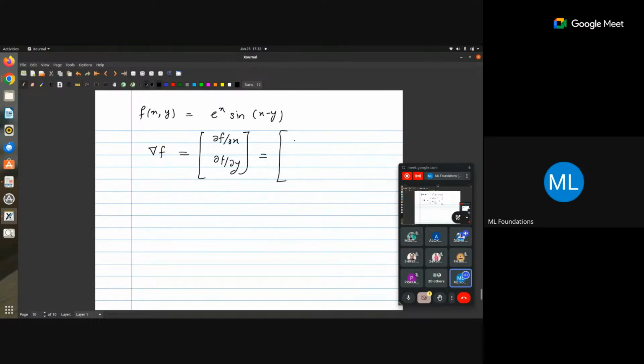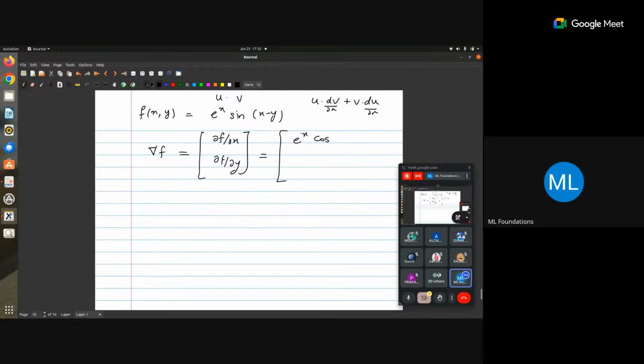It is e to the power x. So what is the derivative of e to the power x? E to the power x, and sine of x minus y. Shall we treat it as constant or no? No, right? Basically you can consider this as u and this as v. So what is the differentiation of u v? It is u dv plus v du, so dv by dx and du by dx.